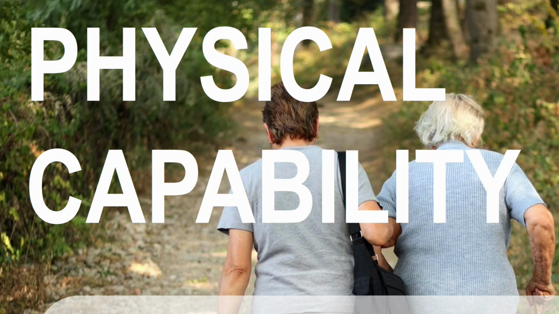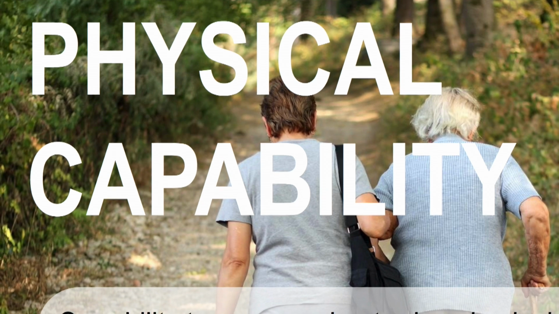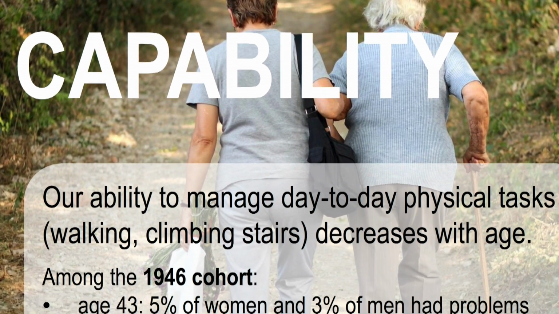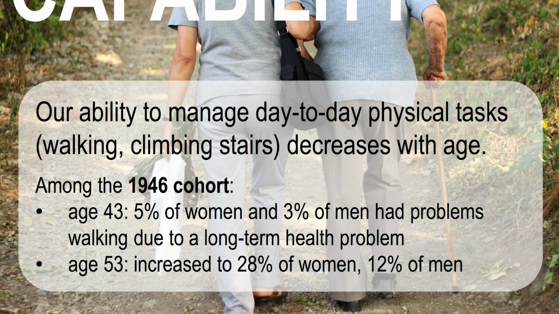Okay, so turning to physical capability amongst older adults. We found differences in how men and women self-report difficulties with day-to-day physical tasks, such as walking or climbing stairs as they get older. And this uses information from the 46 cohort. So at age 43, 5% of women, 3% of men, had problems with walking due to a long-term health problem. But just 10 years later, this had increased enormously to 28% of women and 12% of men.